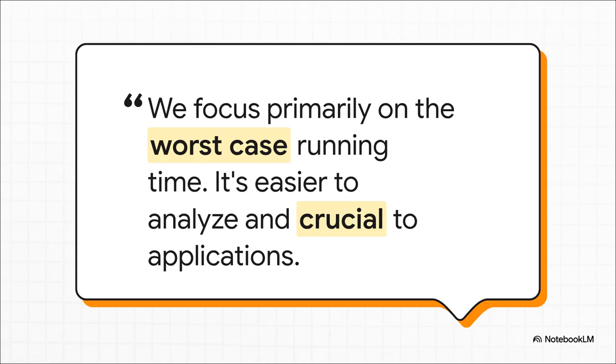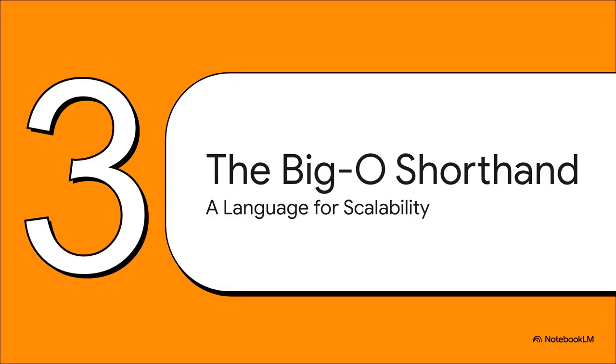And for critical applications, think about financial trading or robotics or self-driving cars. You can't just hope for the best case. You absolutely have to plan for the worst. So, this whole idea of focusing on the worst-case growth rate, it needs a language, right? A shorthand for developers to talk about it. And it has one. It's called Big O notation.